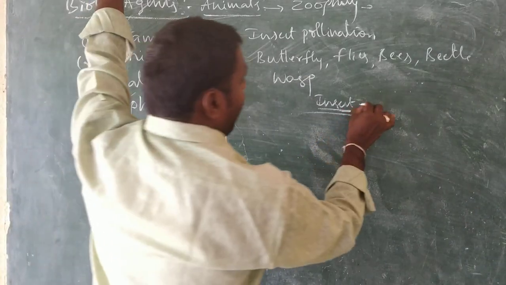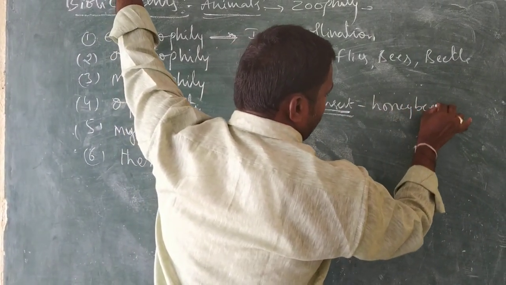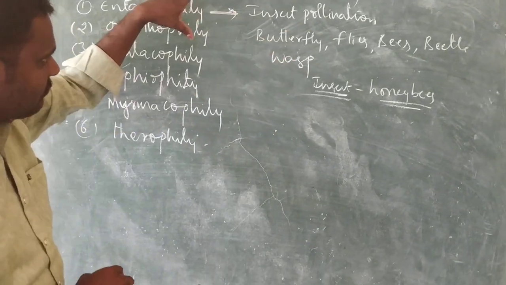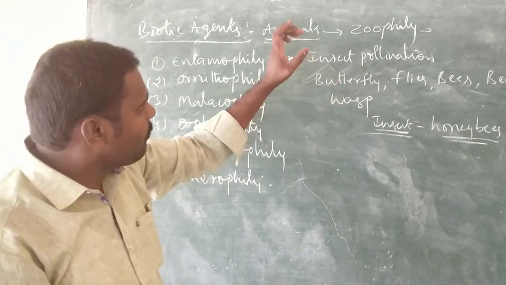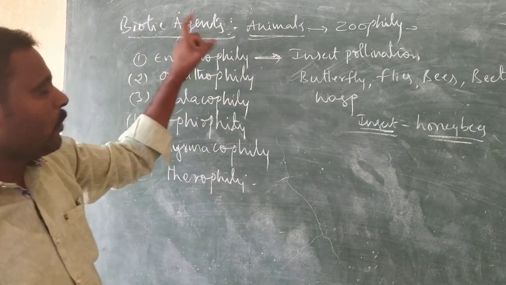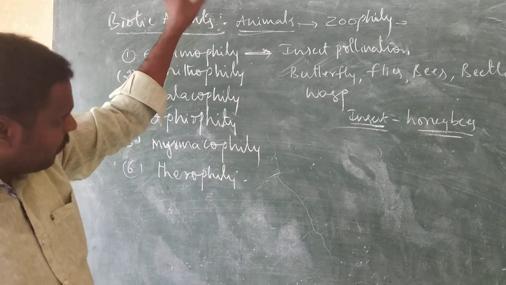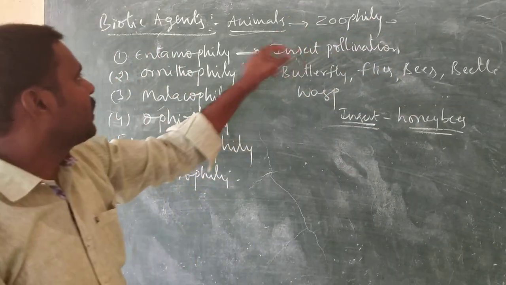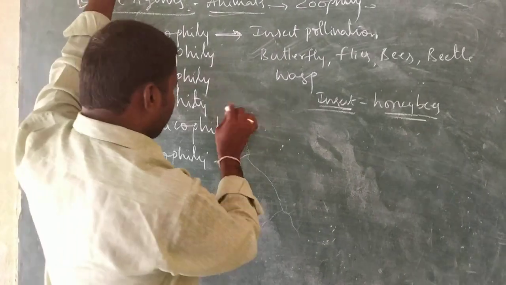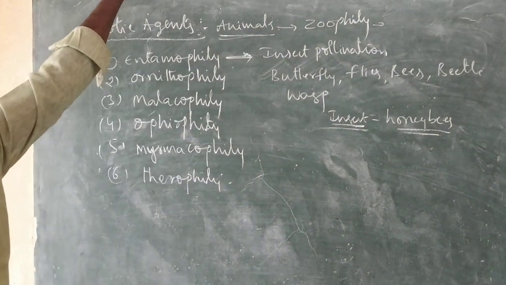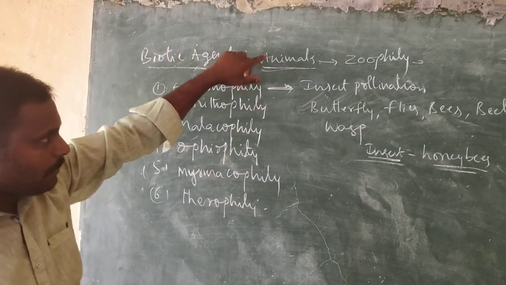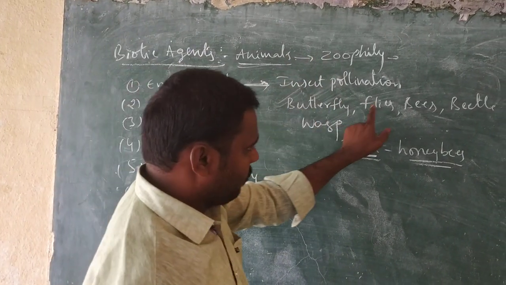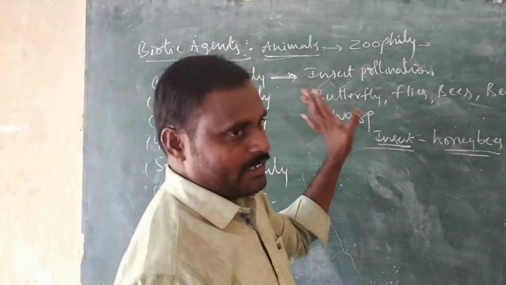In insects, honeybees are the most pollinating agents in animals. Among these zoophily, the insects are the most abundant pollinating agents in biotic agents. Now, what are the characteristics of entomophilous flowers? We know that entomophily is pollination that takes place through insects. The best examples: butterflies, flies, bees, beetles, wasps, etc.